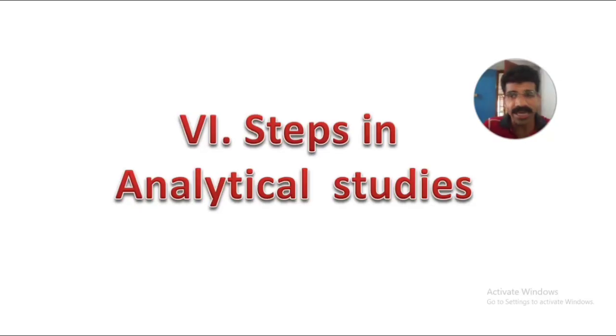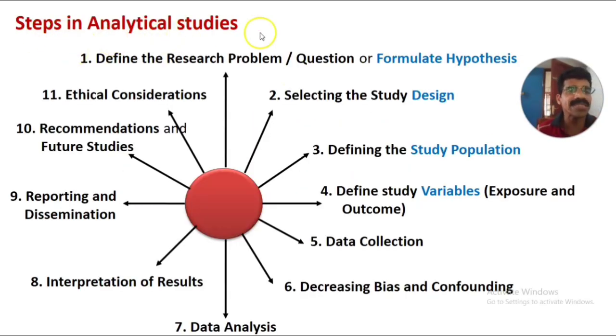So you can go through that and understand in detail the steps in analytical study, as it is one of the important topics in community health nursing under epidemiology. So the 11 important steps in analytical studies include: define the research problem or question or the objectives, or formulate the hypothesis for the study. Second is selecting the study design. Third one is defining the study population.